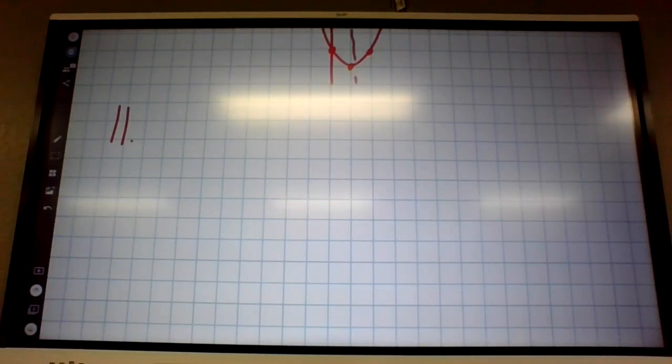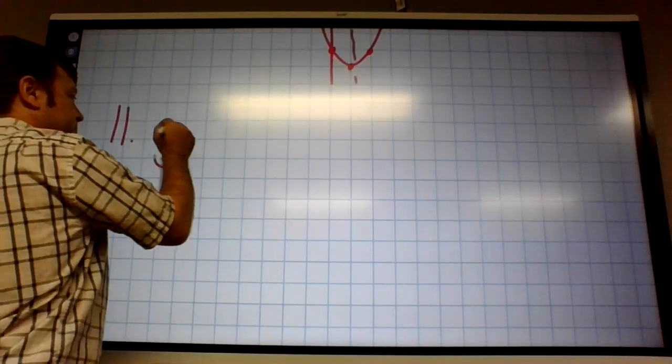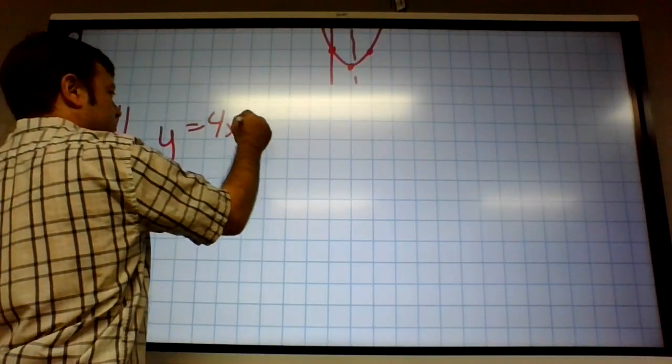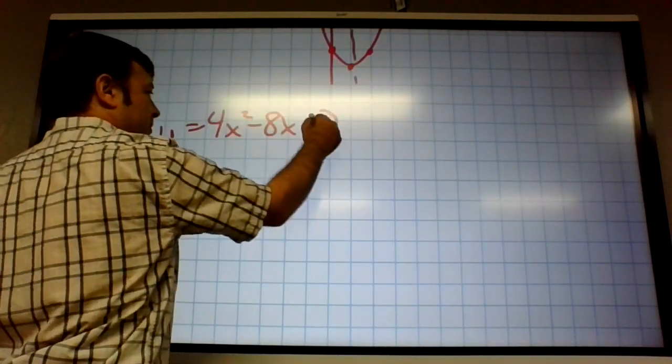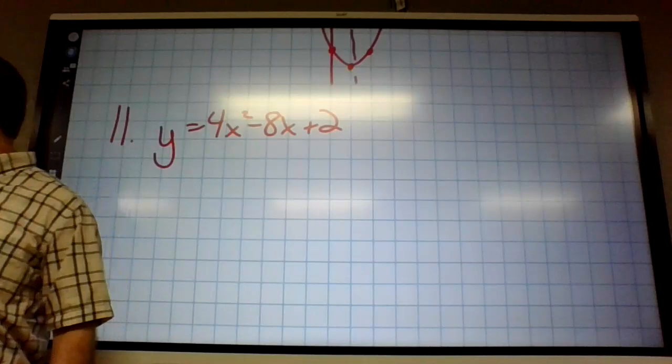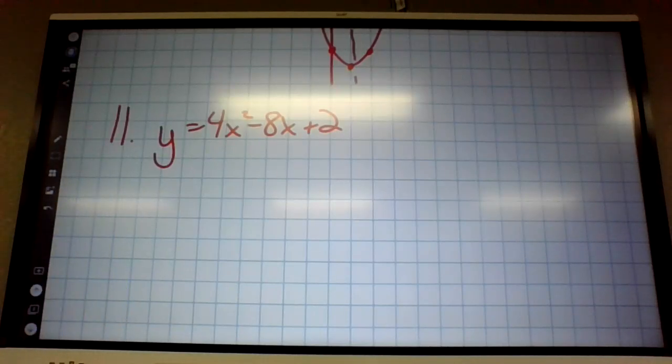Y equals 4x squared minus 8x plus 2. I need another graph paper. Oh yeah, just use the pen. I ran out of space. Use the pen. I already did. How? These are big graphs.